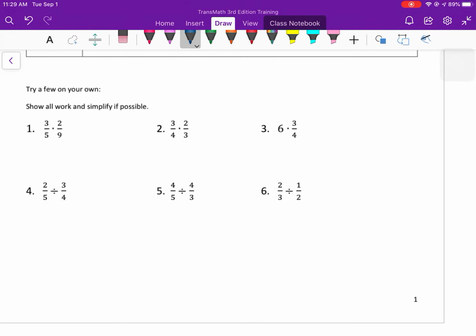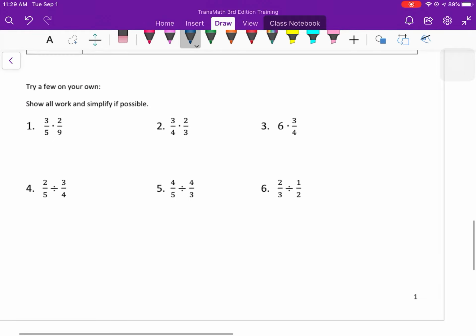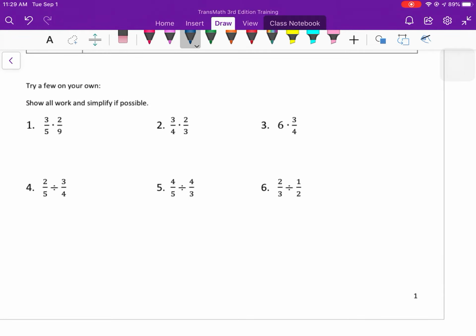Try a few on your own. I have 3 multiply, 3 dividing, simplify if possible, show all of your work, and then when you're done, make sure that you share it back to me using the share arrow here, send it to Schoology, choose the week 1 number 2 assignment for you.